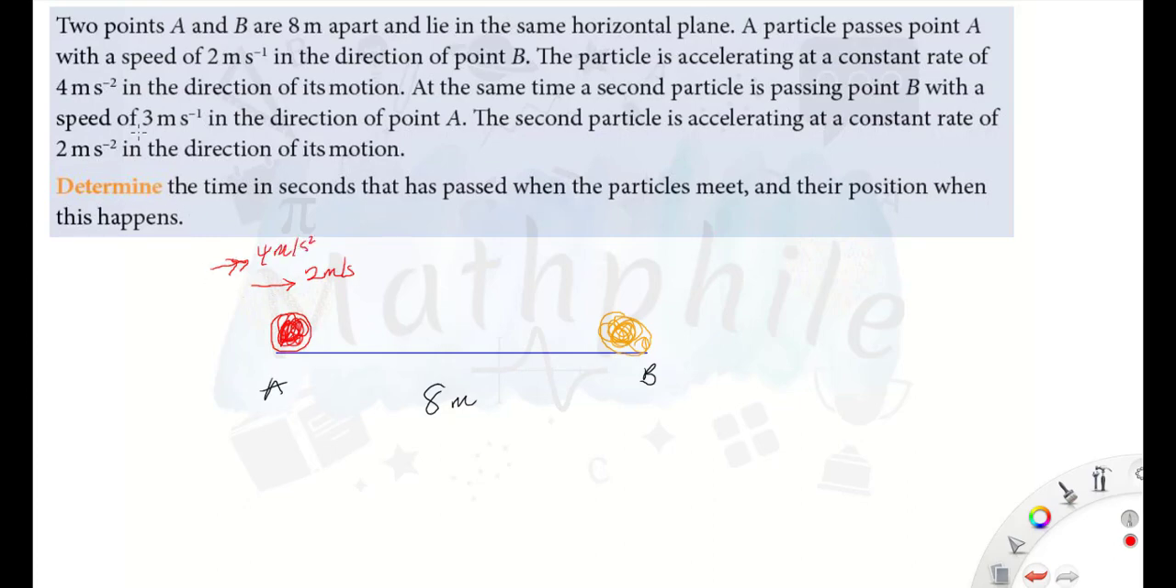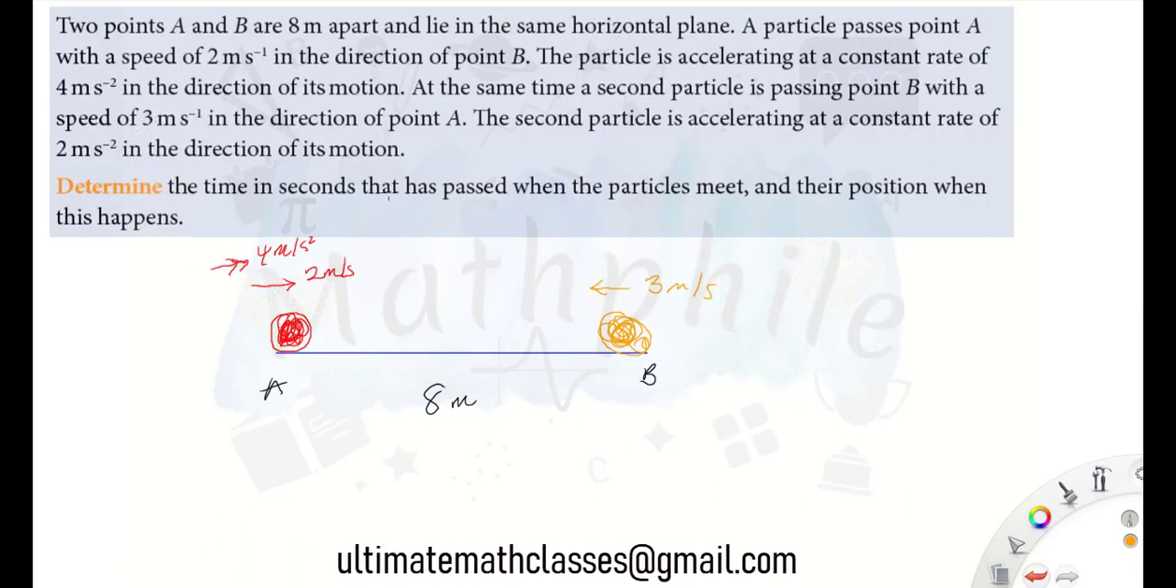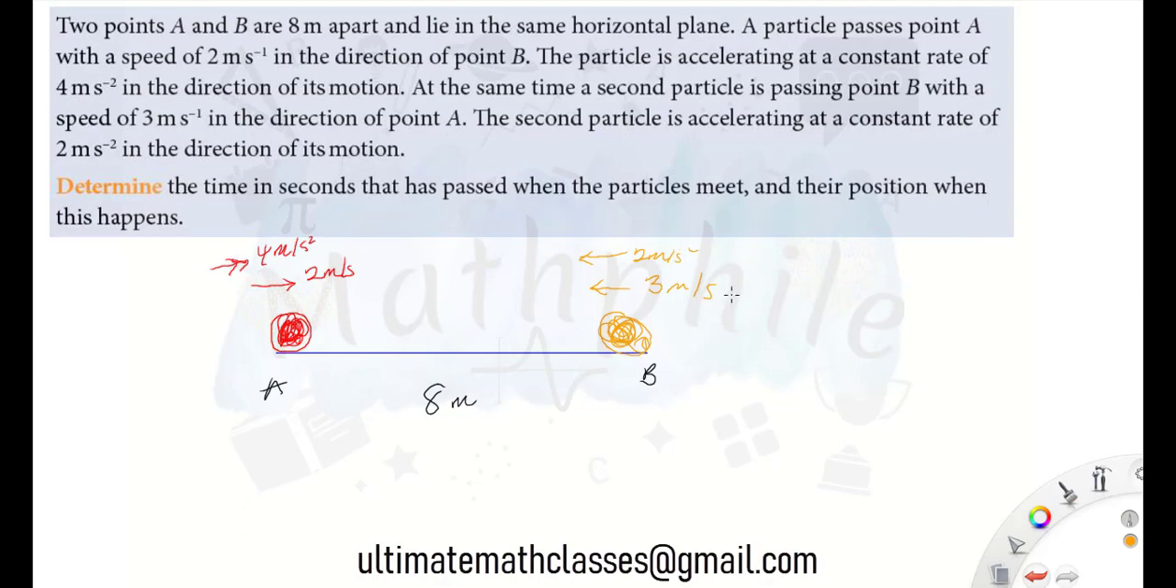At the same time, a particle is passing through point B with a speed of 3 meters per second, and it has an acceleration of 2 meters per second squared. If we are talking about motion, we're talking about direction of motion and other things. So there are two different particles.